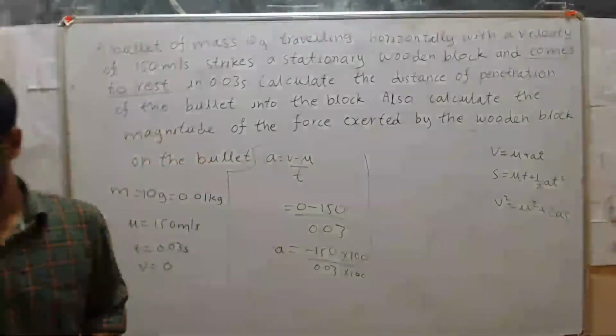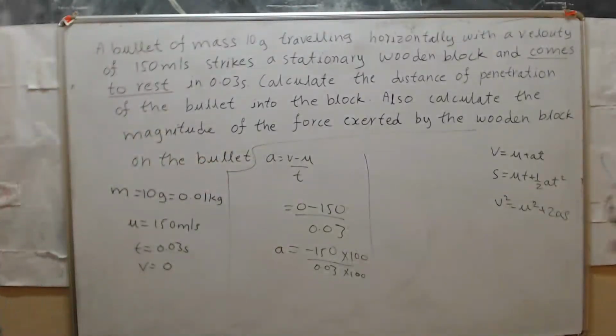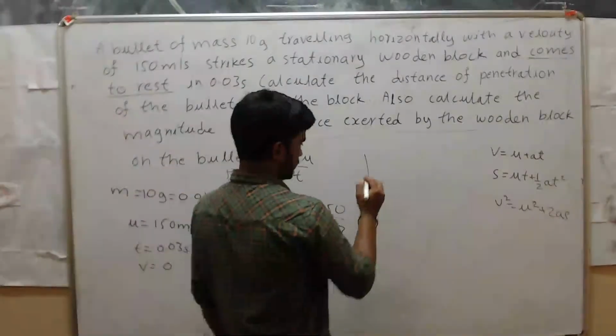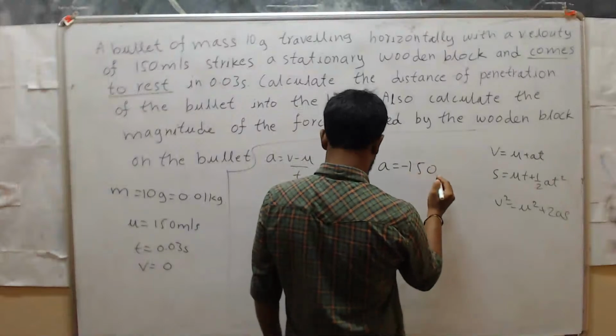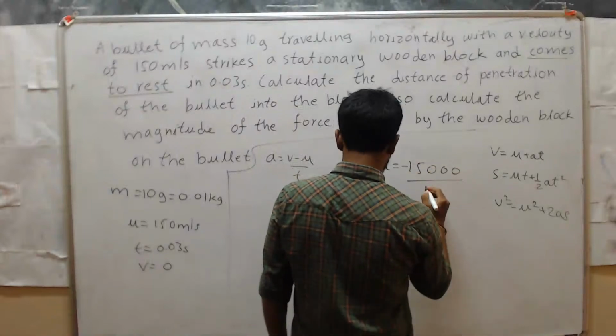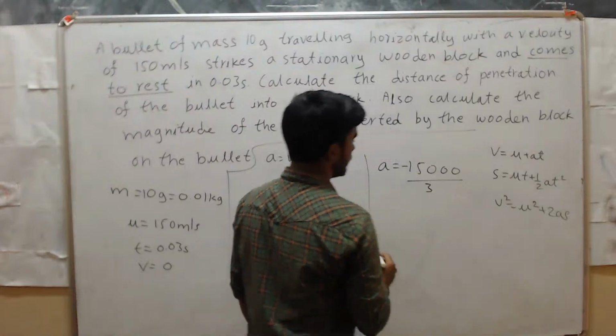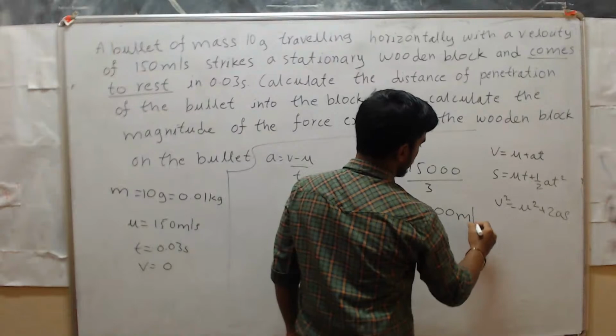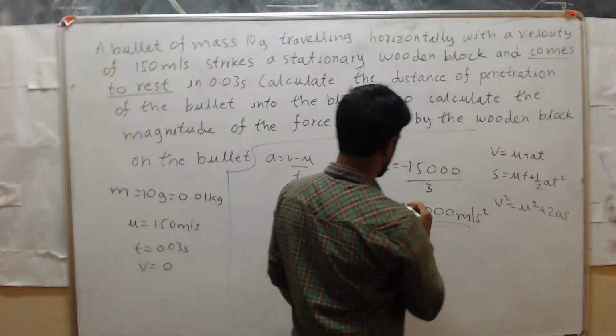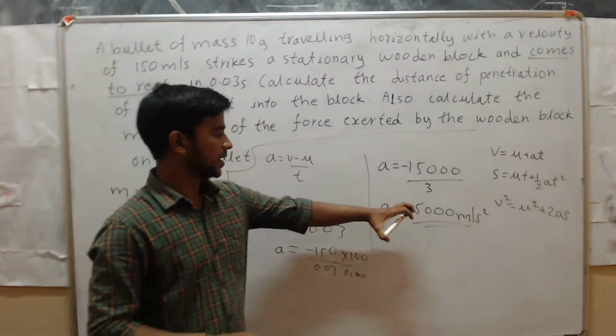So a is equal to minus 500... yes, a is equal to minus 15,000 divided by 3. So that is a = -5000 meter per second square. So here we got a negative, right?